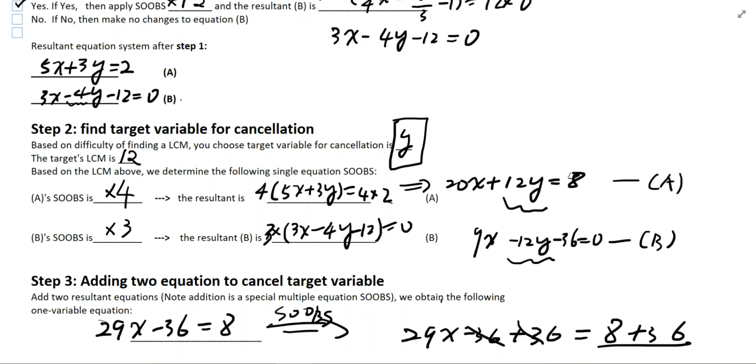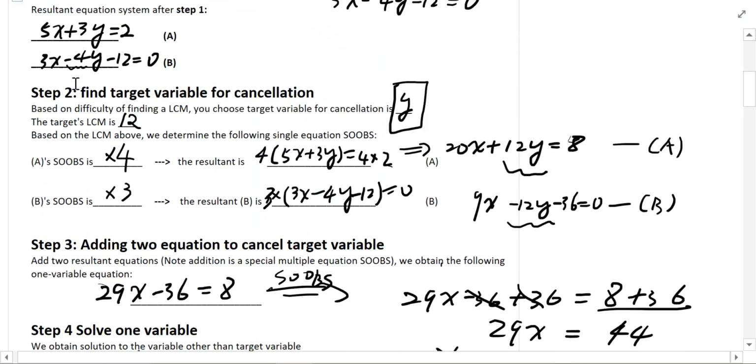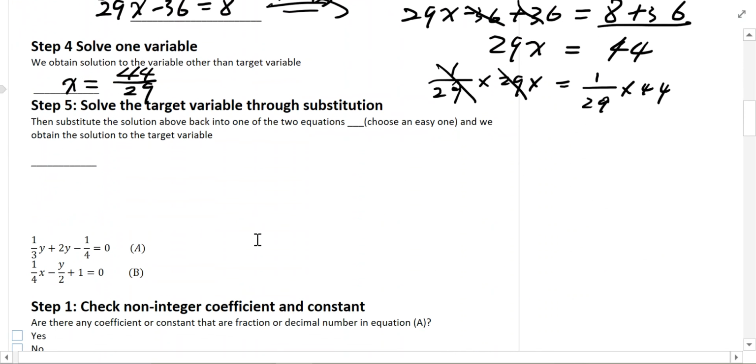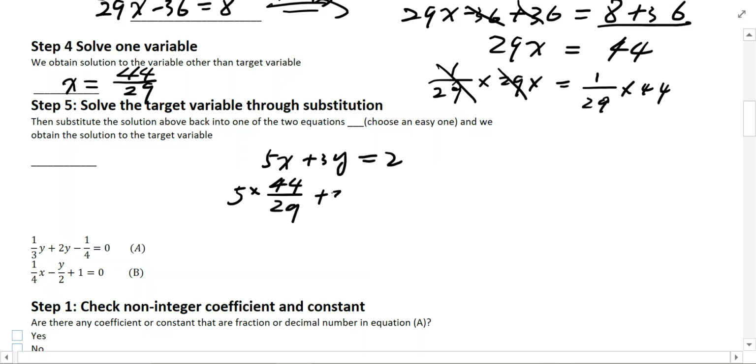I choose to pick the first one, 5x plus 3y equal 2. Okay, so basically I have 5x plus 3y equal 2, right? So I'm just substituting this in. So I basically get 5 times 44 over 29 plus 3y equal 2. Now the rest is just a step for a single equation. So basically you have 3y equal 2, both sides minus this, right?